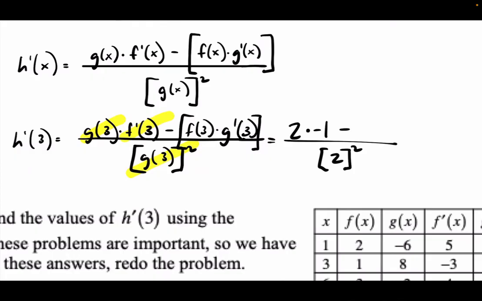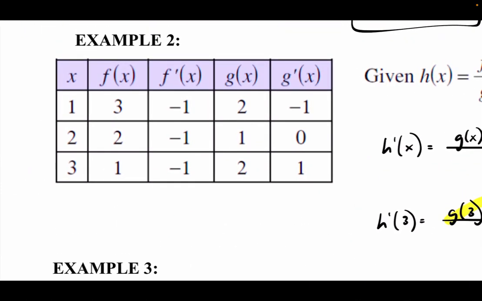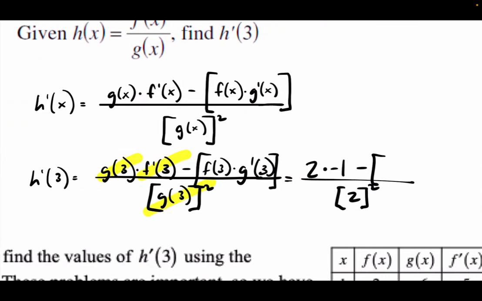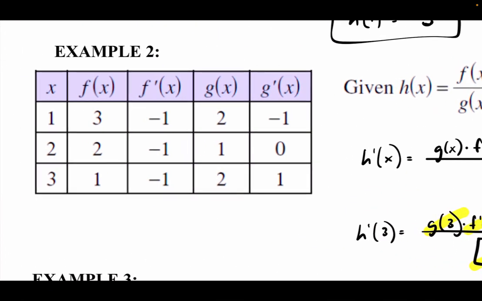Minus f of 3. There's f of 3, which is positive 1. Everywhere there's an f of 3, put a positive 1. The last thing, g prime of 3, is positive 1.